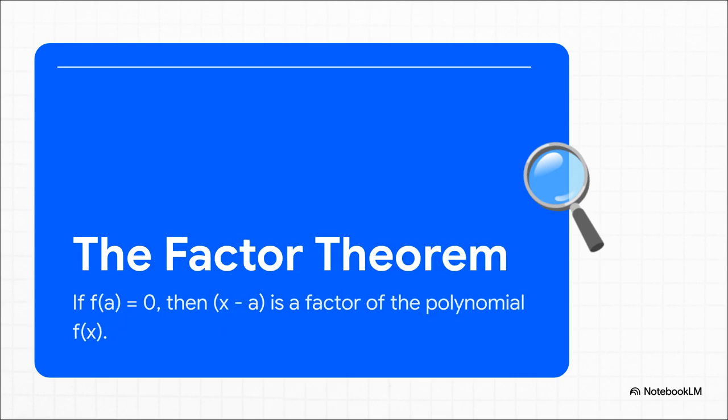And that leads us right into an even more powerful tool, the factor theorem. Just think about it for a second. If you use that shortcut and the remainder you get is 0, what does that mean? It means it divided in perfectly. So if f of a equals 0, then you know for a fact that x minus a has to be a factor. It's like a secret test for finding factors.